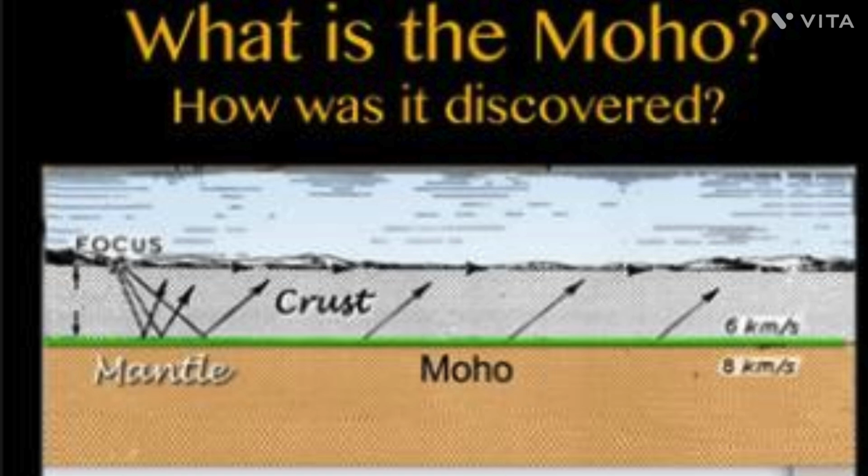Because seismic waves travel faster through denser material, their velocity increases abruptly as they pass through the MOHO, allowing scientists to map its depth. The MOHO is not uniform. It sits roughly 8 kilometers deep beneath the ocean floors, averages 32 kilometers deep under the continents, and plunges up to 70 kilometers beneath major mountain ranges.